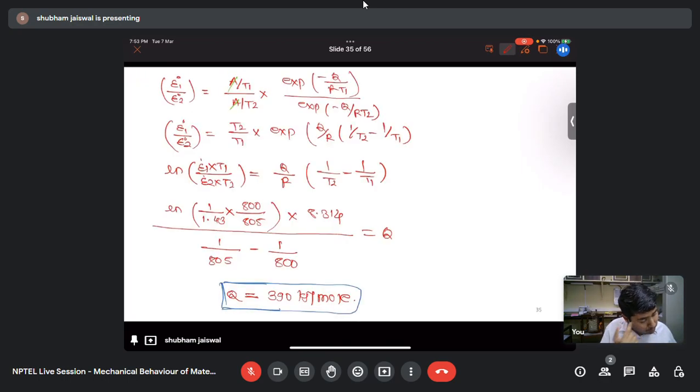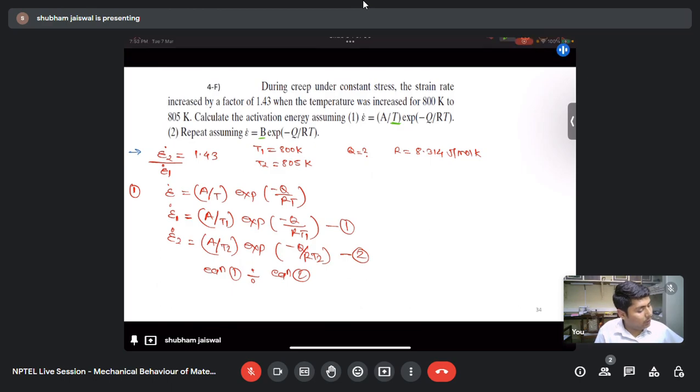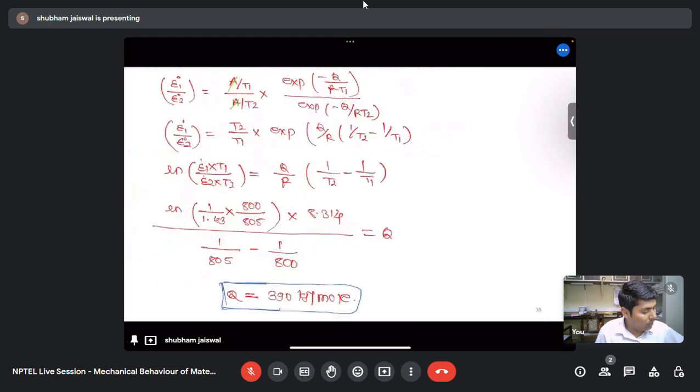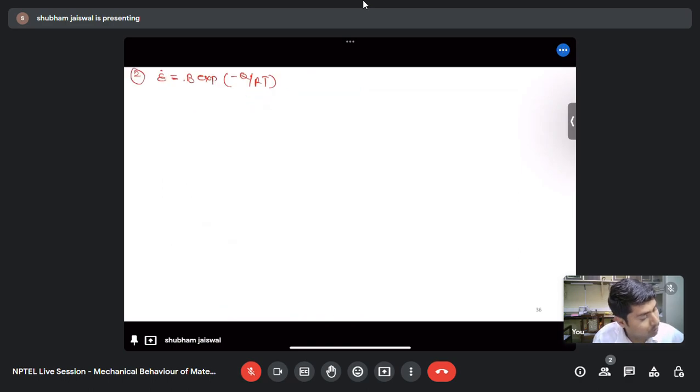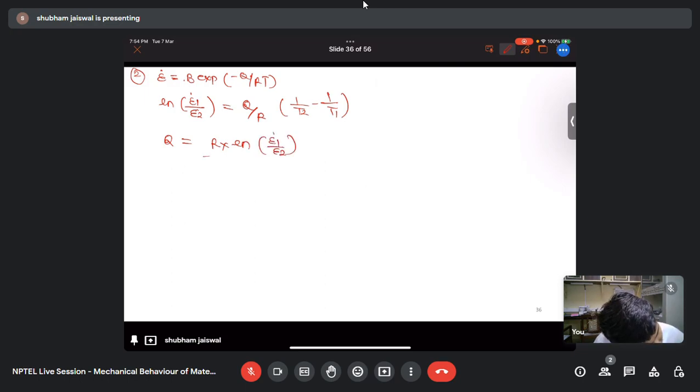So here, if we compare equation 1 and 2, the difference is this one, that T. Here T is there and here T is not there. So the final equation, if you see, these T terms will not be there in equation 2, and all other equations will remain the same. That is, ln epsilon 1 dot divided by epsilon 2 dot should be equal to Q by R into 1 upon T2 minus 1 upon T1. So if we rearrange, we'll get R into ln ratio of the strain rate divided by 1 upon T2 minus 1 upon T1.